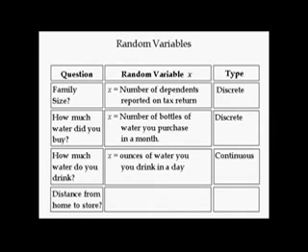Suppose the question is distance from home to store. If x is defined to be distance in miles from home to store, then this would be a continuous random variable because your distance might be 5 miles, it might be 4 miles, it could be 4.5 miles, it could be 4.01 miles, it could be 4.00001 miles. So that would be an example of a continuous random variable.